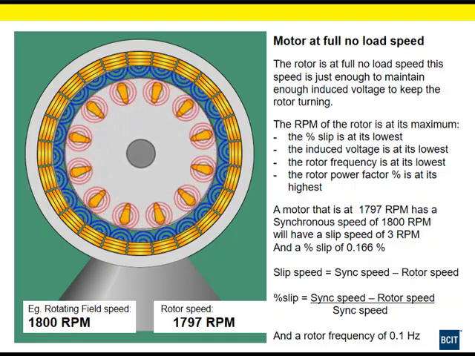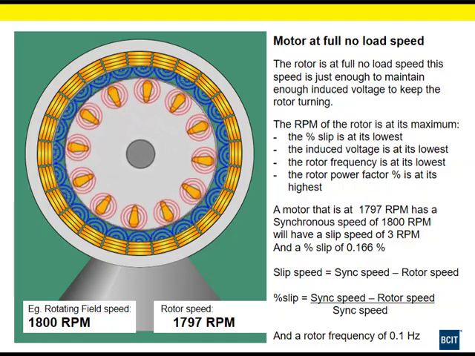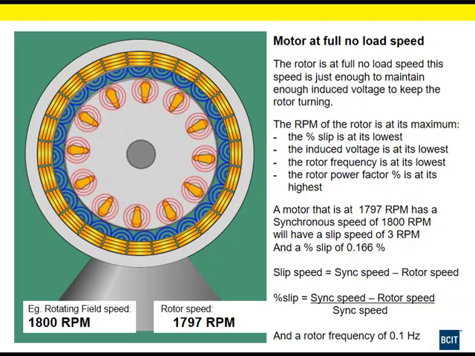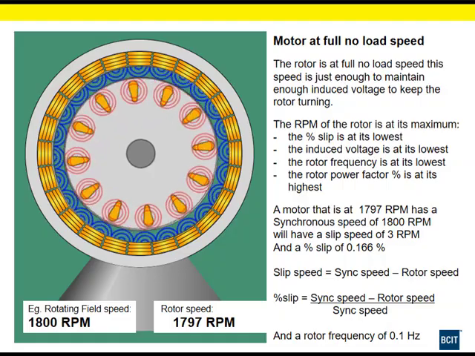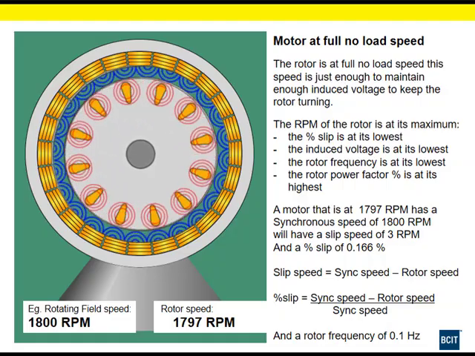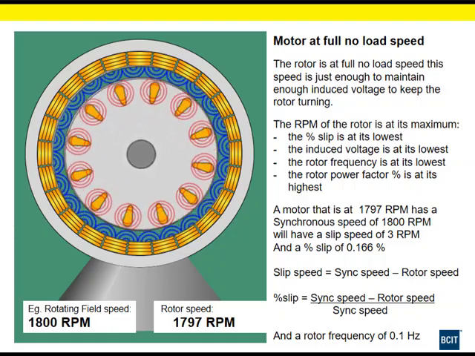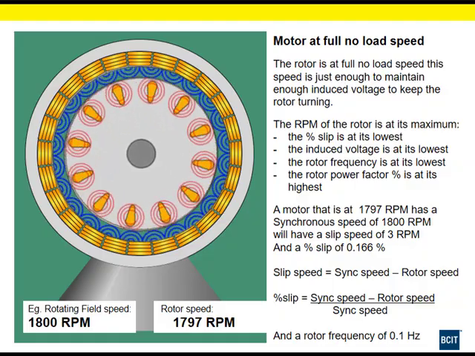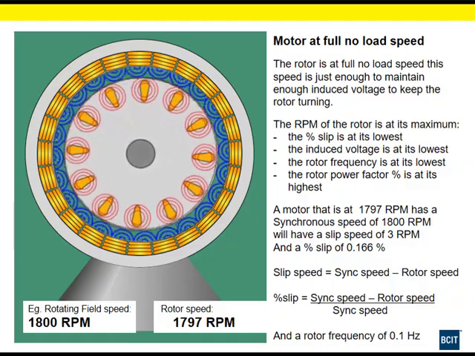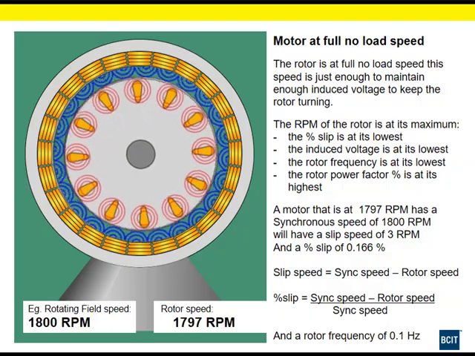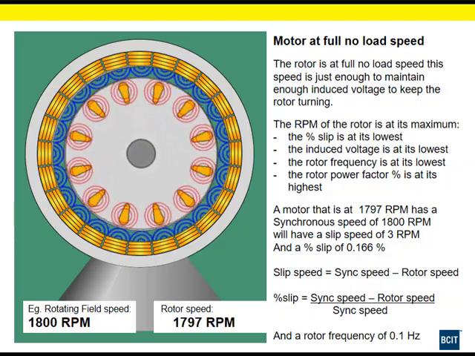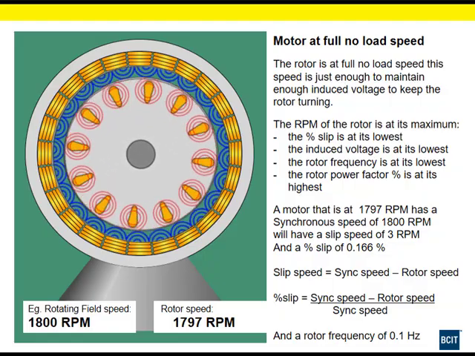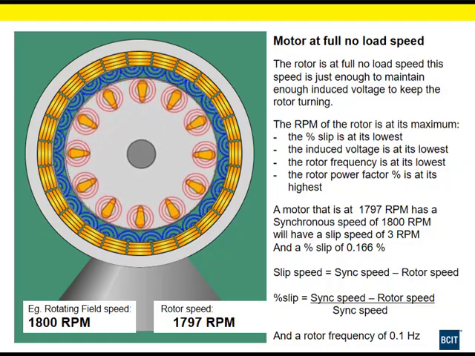When we have no load, the RPM of the rotor will be at its maximum. The percent slip will be at the lowest. The induced voltage is at its lowest. The rotor frequency will be at its lowest. The rotor power factor percent is at its highest, so it's going to be close to whatever the maximum power factor would be. Could be in the high 90 percentile range.